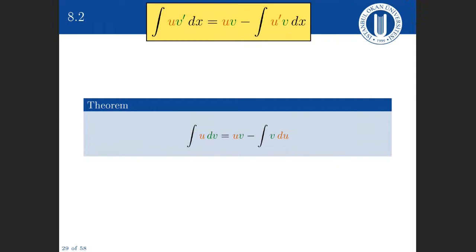There's another way to write the integration by parts formula. I've been using the formula at the top. I've been writing the integral of uv prime dx is uv minus the integral of u prime v dx. But of course, v prime dx is just the same as dv. And u prime dx together is just the same as du. So if we wanted to, we could write the integration by parts formula as the integral of u dv is equal to uv minus the integral of v du. And it's completely up to you which one you want to use. Which one of these do you prefer?